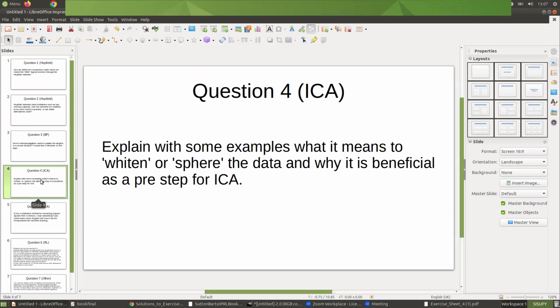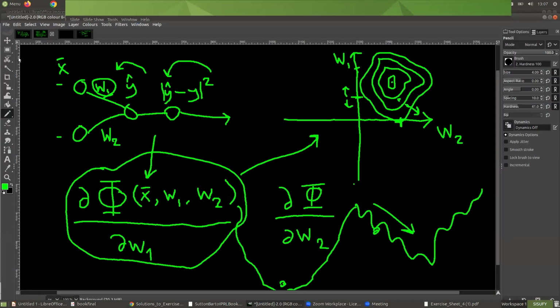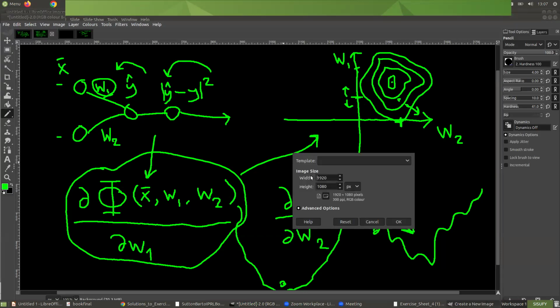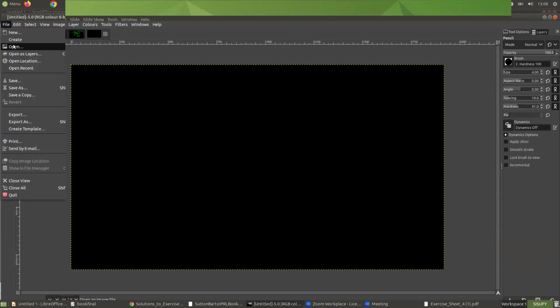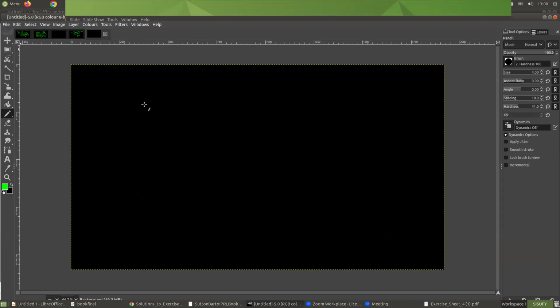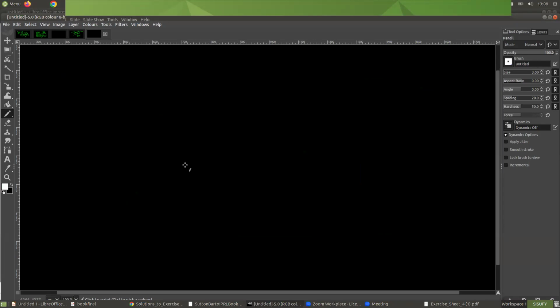Okay, back to whitening. Okay, so when you have a random variable, you might want to normalize it. Oh, it's not working. No, my drawing pad stopped working.